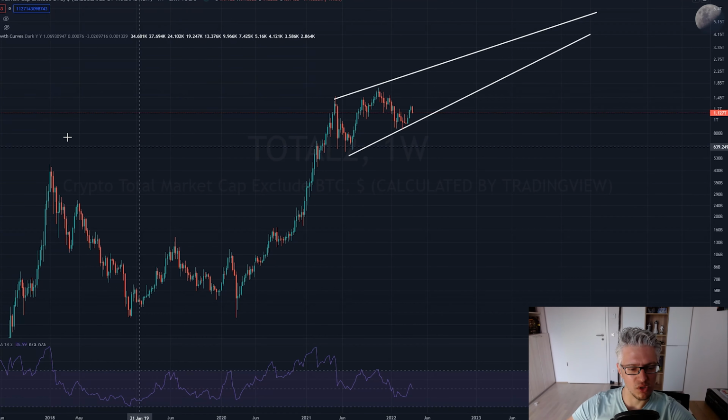So the altcoins are making a super strong bullish divergence, right? We have higher lows here and we have lower lows in the RSI.